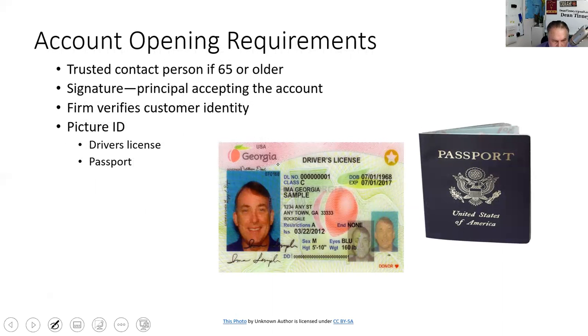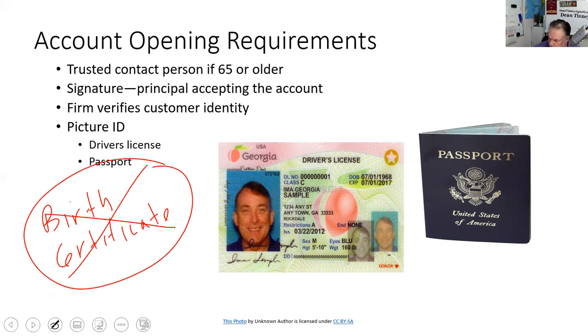You need a picture ID. Are we clear? A birth certificate. The one they like on the test is a birth certificate. And a birth certificate would not be appropriate. And are we clear why that would not be appropriate? Because that doesn't have a picture on it, right?